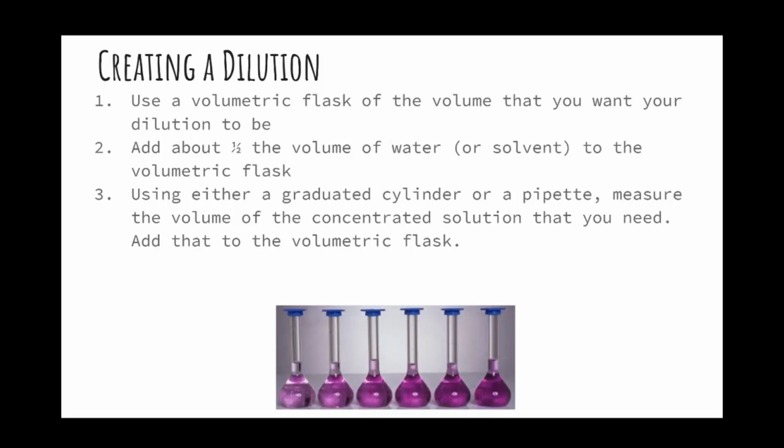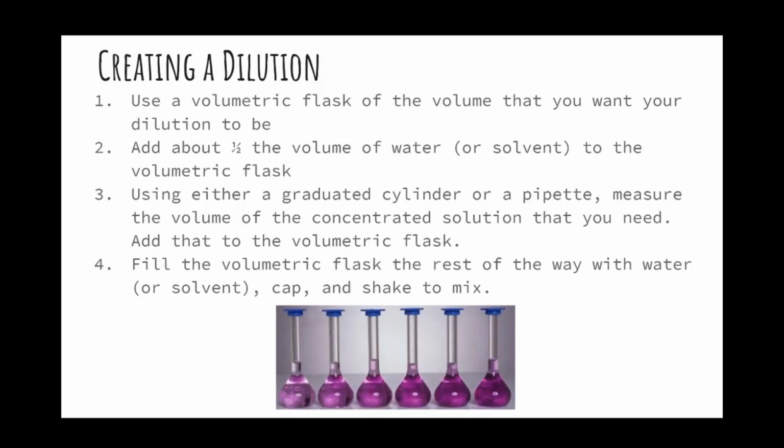Now, if you use a graduated cylinder, you're going to want to rinse out that graduated cylinder with a little bit of your solvent and add that to your flask as well, because you want to make sure that you get all of that into your new dilution. Then fill the volumetric flask the rest of the way with water or solvent, depending on what you're using. Cap it, shake, and mix, and you have your dilution.